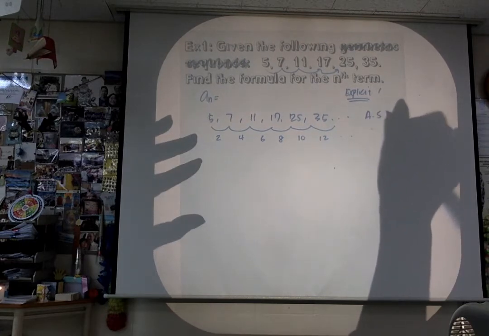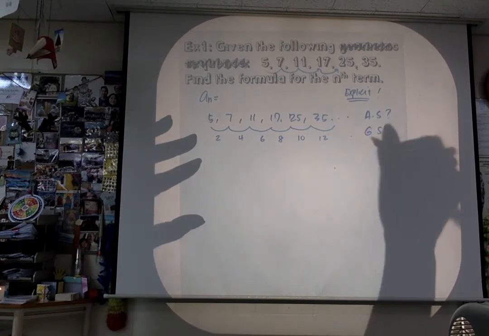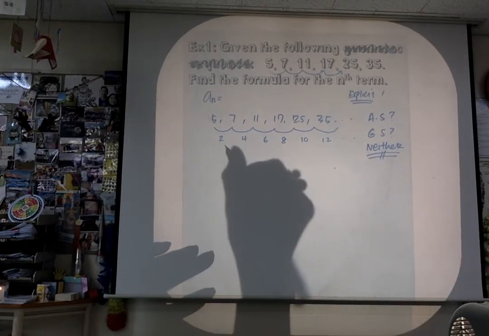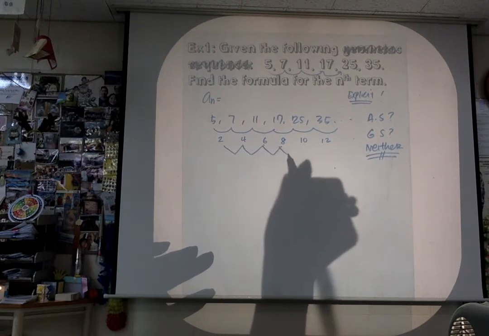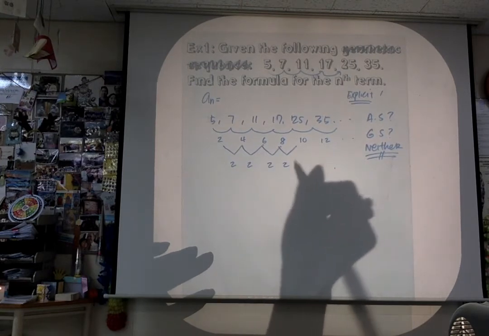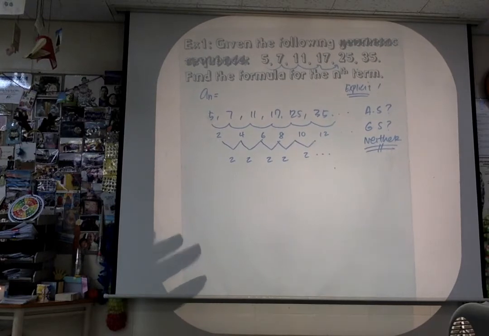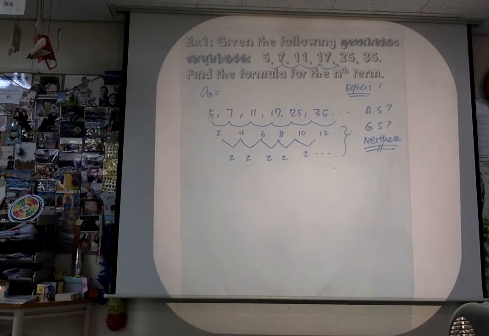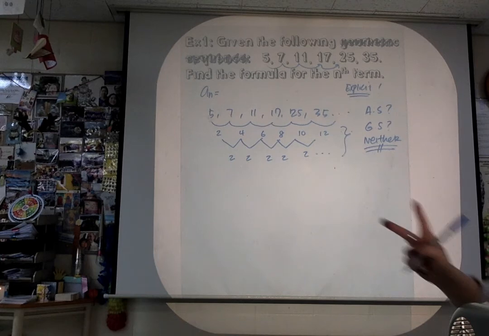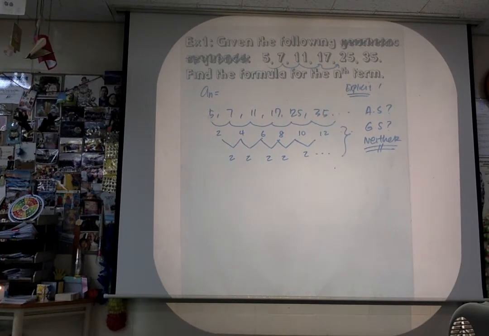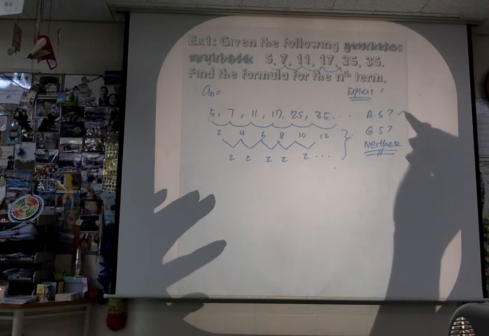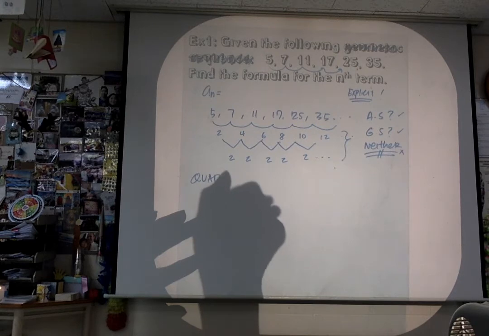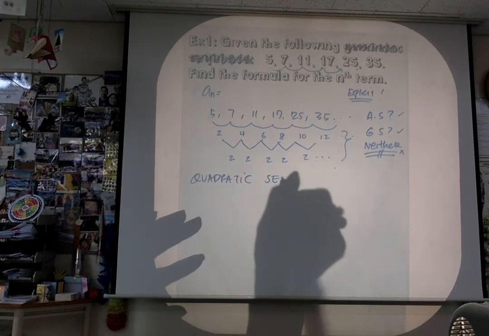Is it arithmetic? Is it geometric? You're right. It's neither. But it is something. This one has another layer, doesn't it? We have another layer: 2, 2, 2, 2, 2. That's right. Anytime a sequence has 2 layers of pattern, think about degree 2 in algebra. What is that function called? It's not arithmetic, it's not geometric, it's actually called quadratic. This is a quadratic sequence.